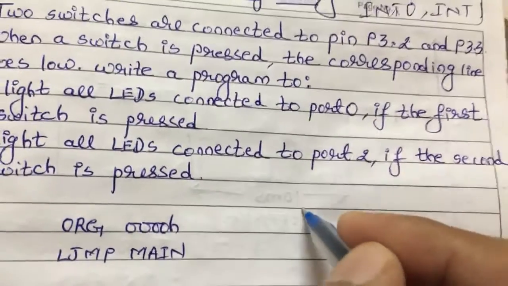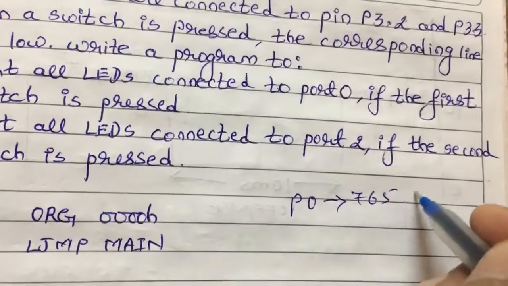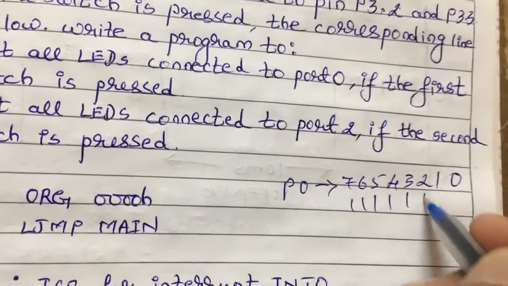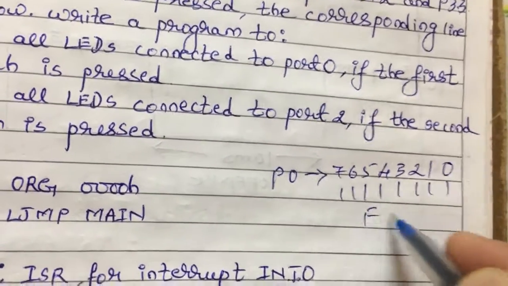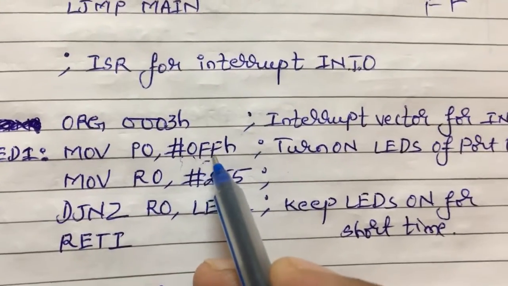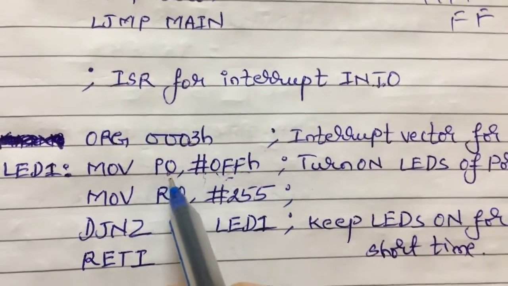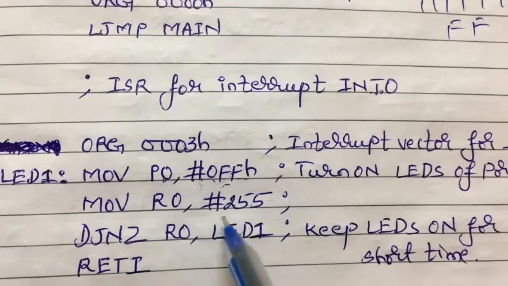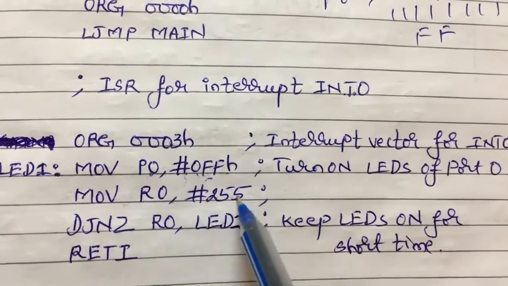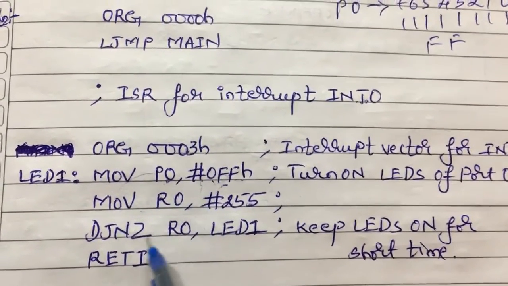Port 0 has 8 bits, 7 down to 0. If I make every bit equal to 1, all the LEDs light, which is FF. That's why I will send #0FFH to P0. For how long? Take one sample count value: MOV R0, #255. So this process will be continued.